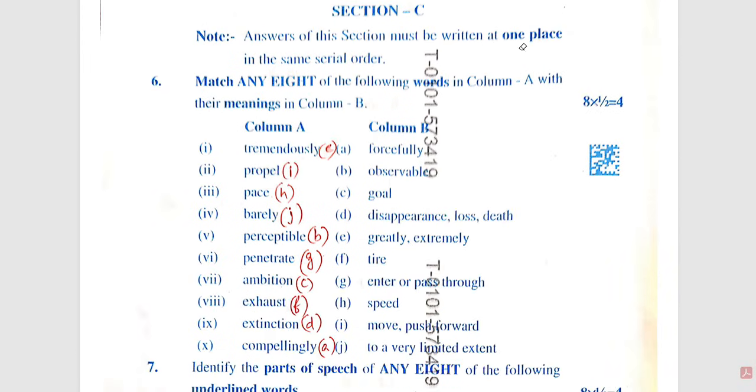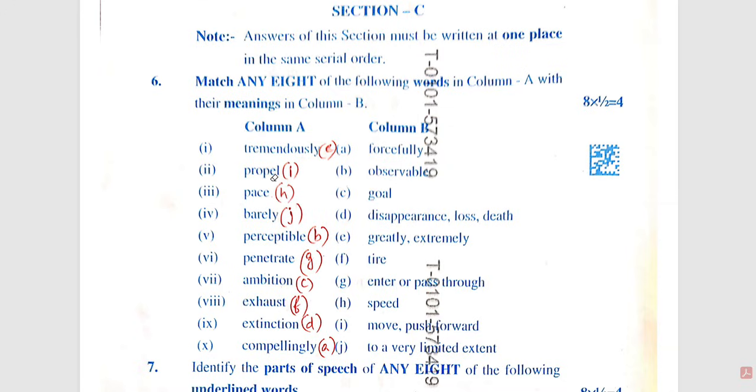Match the following. Match any 8 of the following words in column A with their meanings in column B. In the textbooks we have match the following like this. There are 5 to 6 exercises. Better you practice 5 to 6. He'll be asking one out of these. Match any 8. What you have to do is first see the words that you know, then try to answer. The first one, tremendously, is the right one. Tremendously, which means greatly and extremely.